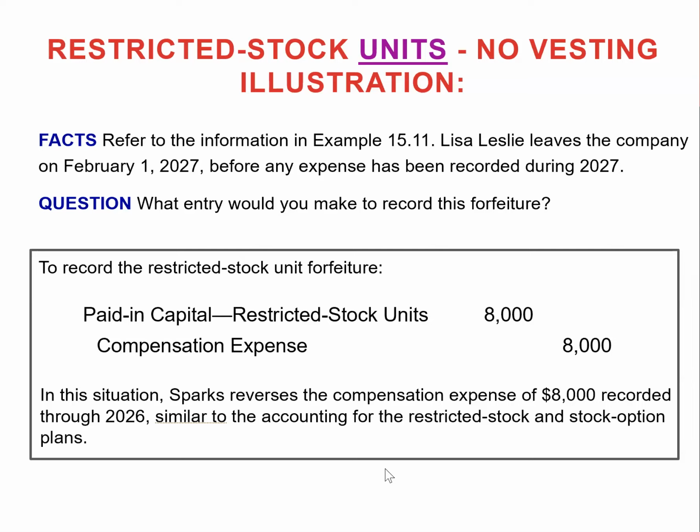So far, for 2 years, we debited compensation expense each year. So we have to eliminate that. So we will credit compensation expense, and we also credited paid in capital as RSU or restricted stock units. So we will eliminate that. That means we will debit that. This is how we record the forfeiture of the restricted stock units.